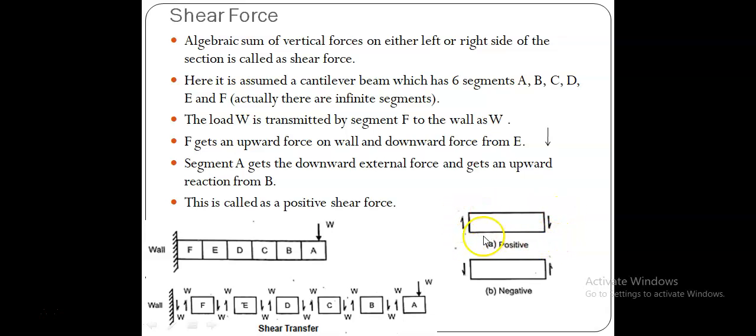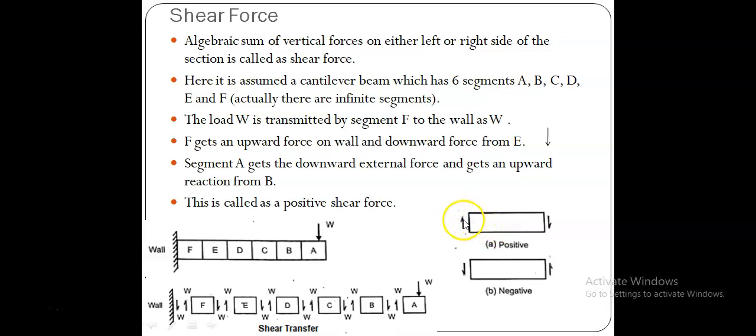Suppose we have a segment like this, and on its left side portion it has an upward shear force, and on the right side it has a downward shear force, which is an equal shear force. So like that, we have two shear forces at its two ends in order to maintain equilibrium. This kind of shear force acting on the segment or section is called positive shear force.